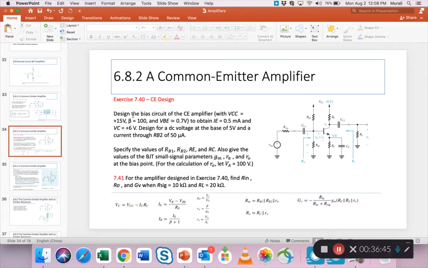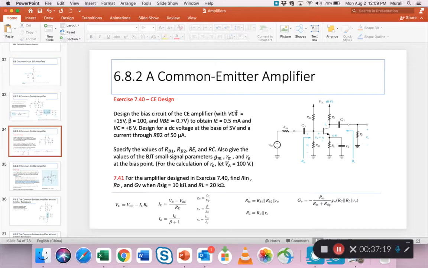So this is a regular CE circuit with a VCC of 15 volts, beta 100. VBE is just the voltage drop, 0.7 volt. Design the circuit to obtain an emitter bias current of 0.5 milliamps and a VC of 6 volts. So VC is the voltage here, right? The DC bias voltage here has to be 6.